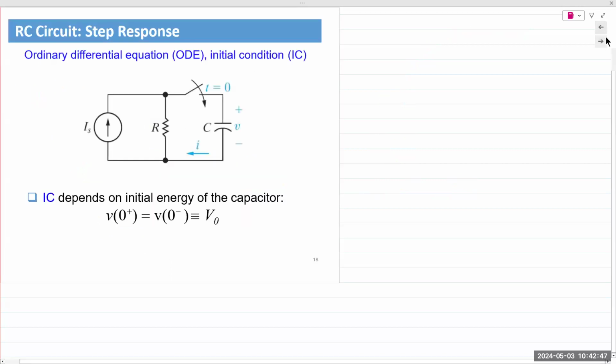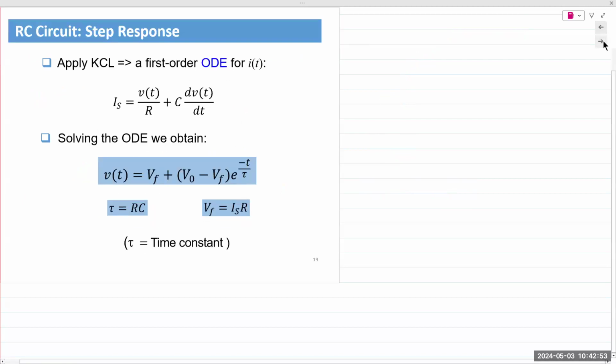Capacitor, exactly the same thing. You have a voltage that's being applied to the capacitor. It begins charging. You have some initial value of the energy storage. You get a first order differential equation by applying KCL. You solve it. Exactly the same structure.